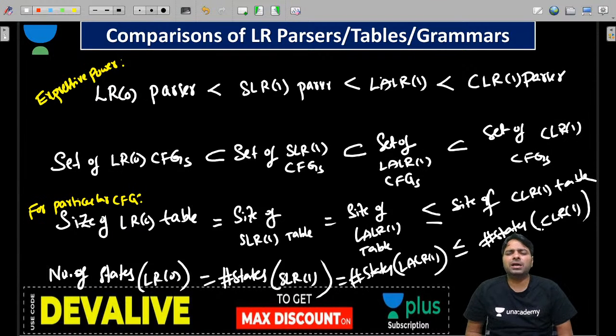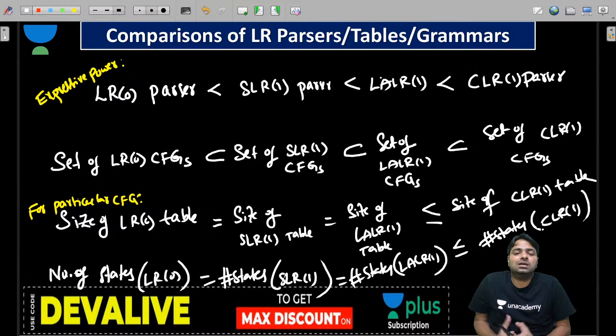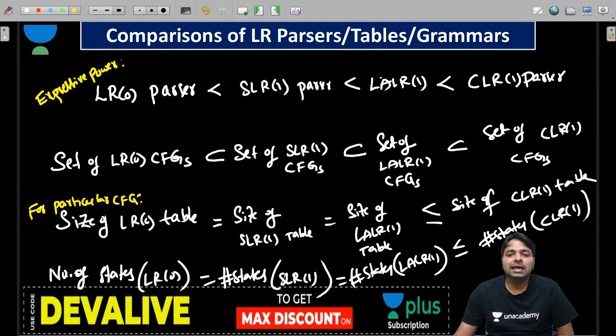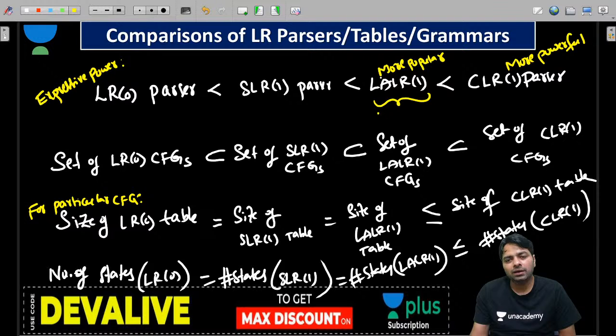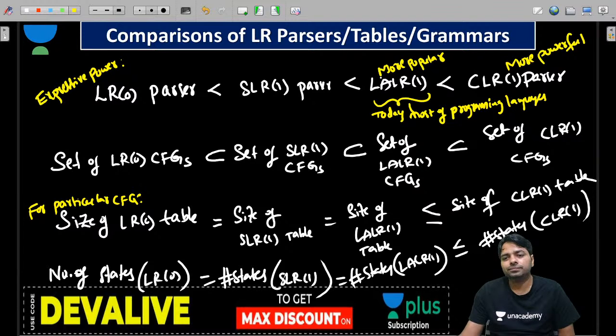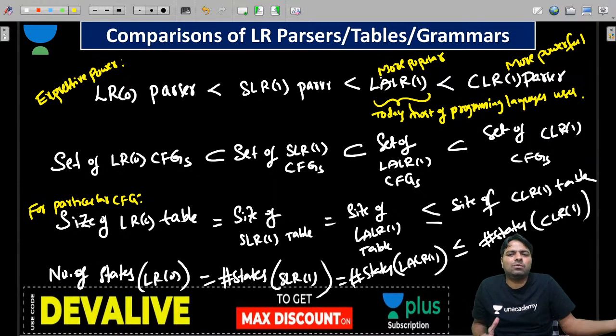Yes, CLR1 is most powerful because CLR1 can understand more structures, right? But which is more popular? The LALR1 is more popular. This is more popular, and this is more powerful. Today, most programming languages like C, C++, Java, such things, use LALR1. Is it clear? Today most of the programming languages use LALR1 as the parser inside the compiler.